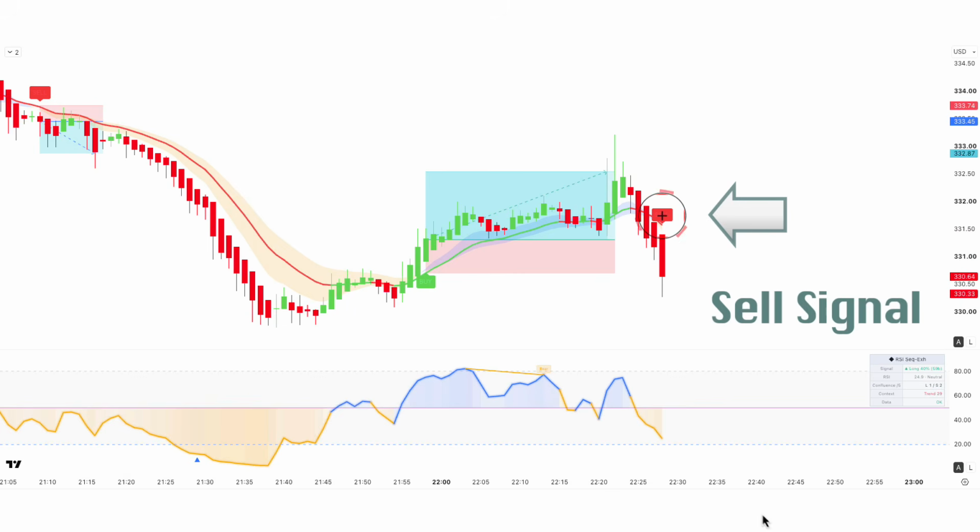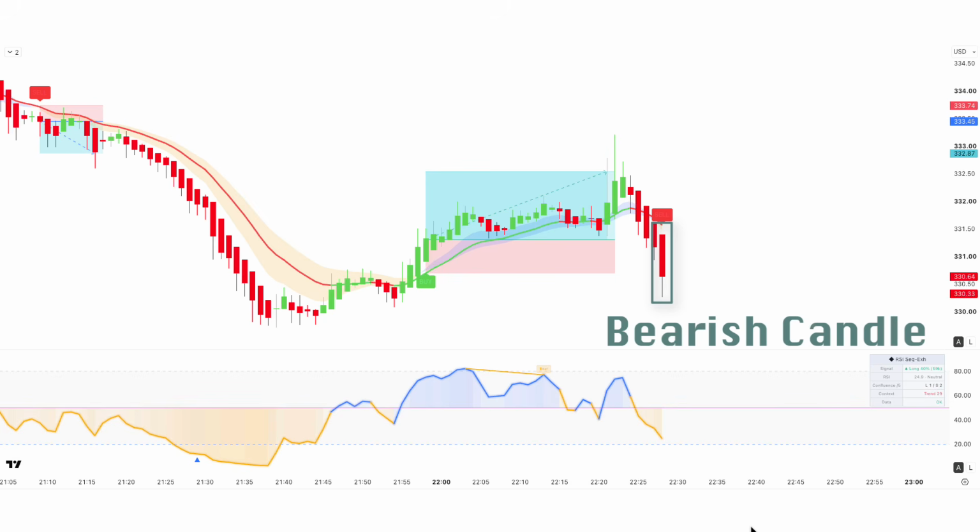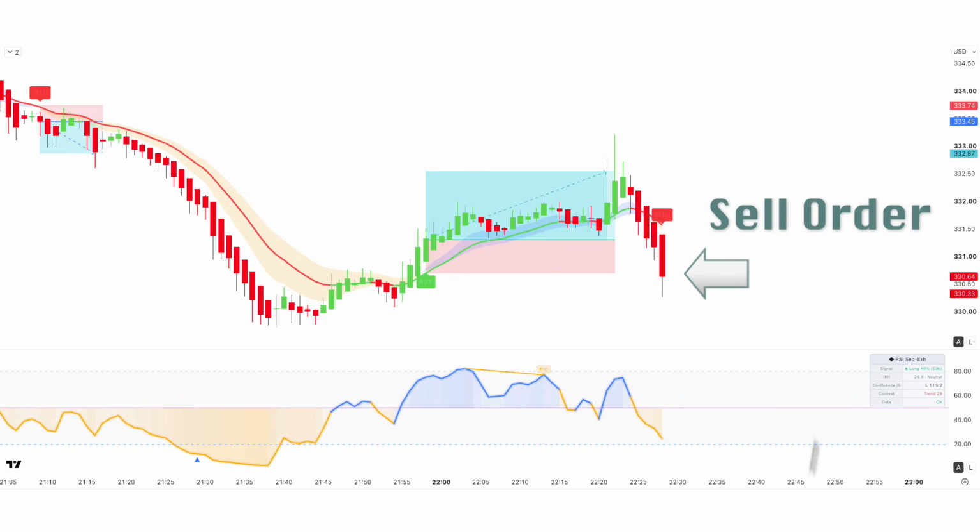Here the ANFAT May label down of this is a sell signal. Here the orange line of RSI sequential exhaustion is below the 0 line. Here the market has made a bearish candle to give confirmation. So all our conditions are being fulfilled, so we are placing an order to sell.